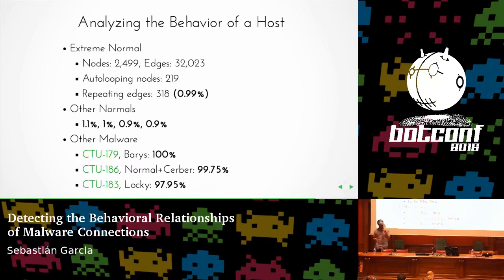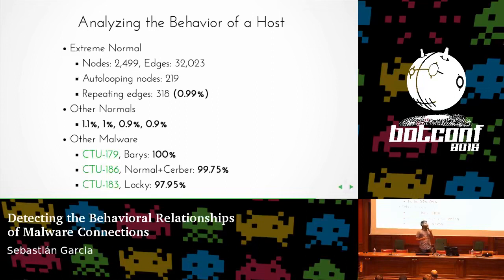So of course, 3 examples is not enough. We made a lot of tests on other normal connections: 1.1%, 1%, 0.9, 0.9. And then we tested a lot of other malware. You can see here the values vary up to 100%. A special infection that we did, where we have a normal user using the computer for several days, then we infect it with the ransomware, and we can detect this because it's 99.75%. Low-key ransomware, 97.95. These are the links to our datasets on the Stratosphere webpage. These are 3 datasets that you can go and download the pcaps, the binaries, and everything from there.